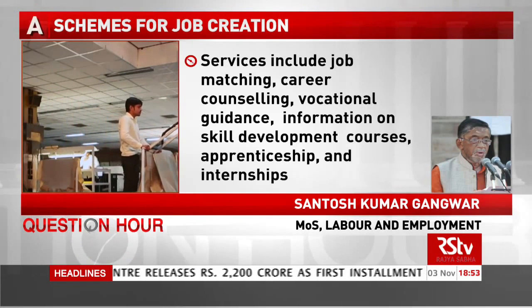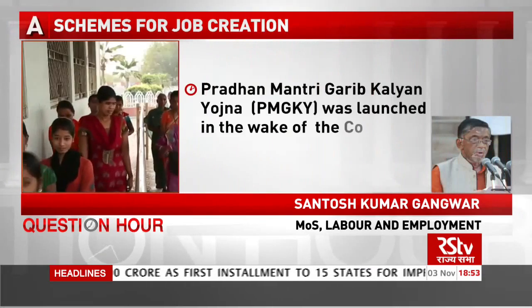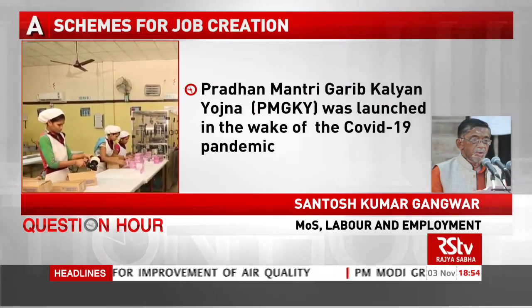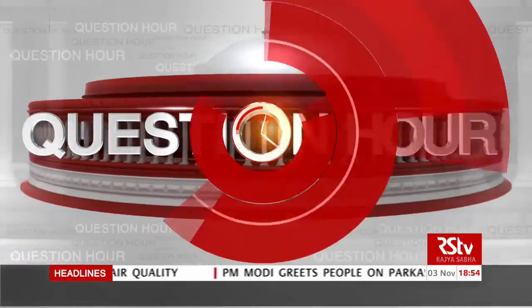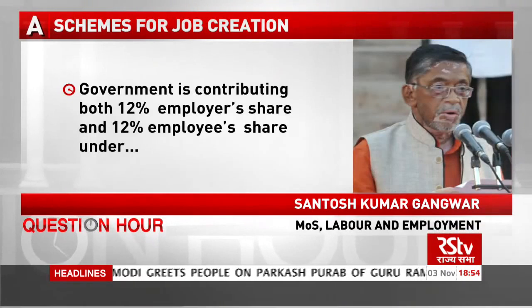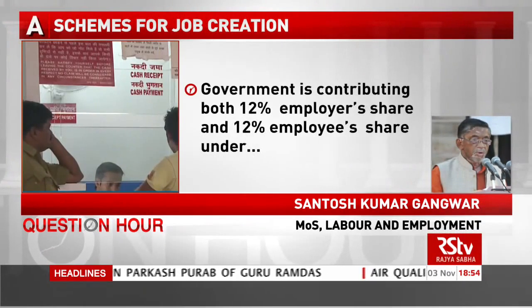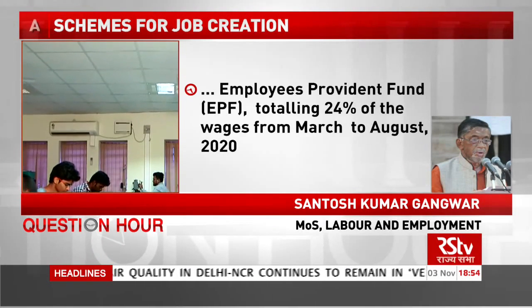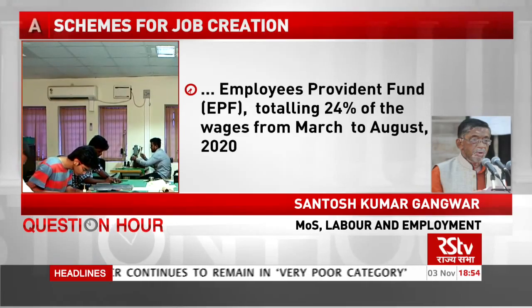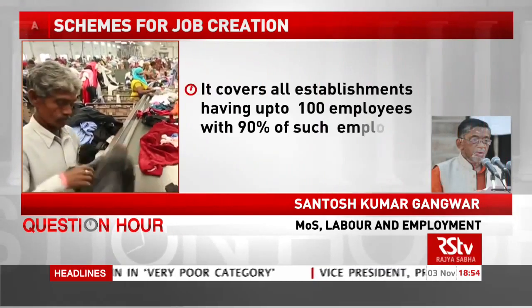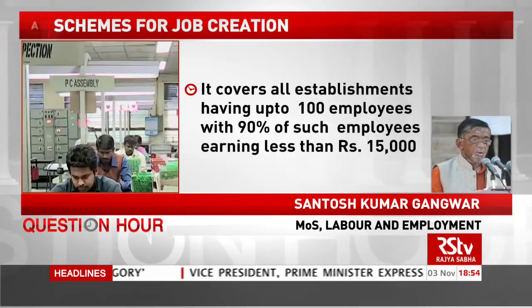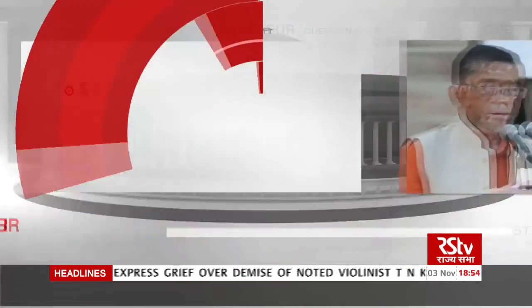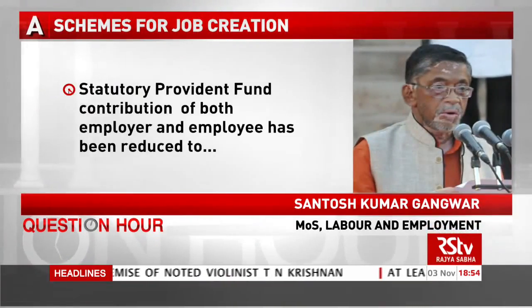And under Pradhan Mantri Garib Kalyan Yojana, launched in the wake of the COVID-19 pandemic, government is contributing both 12% employer's share and 12% employee share under EPF, that is Employees Provident Fund, totaling 24% of wages, for wage months from March to August 2020, for all establishments having up to 100 employees, with 90% of such employees earning less than 15,000.